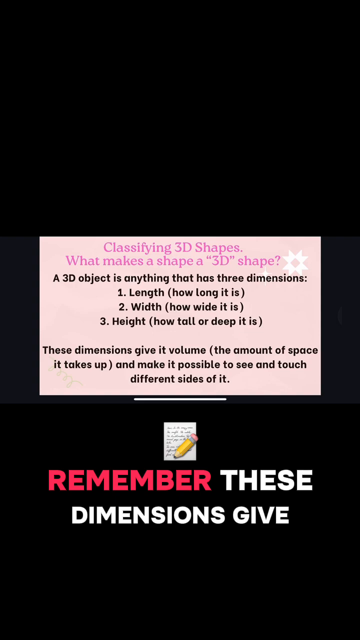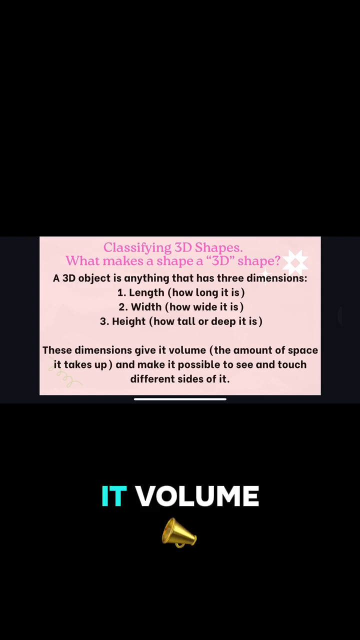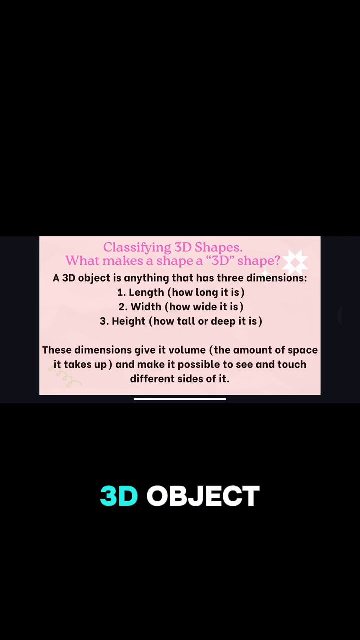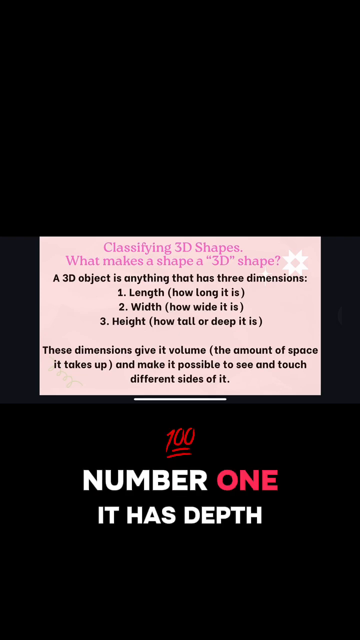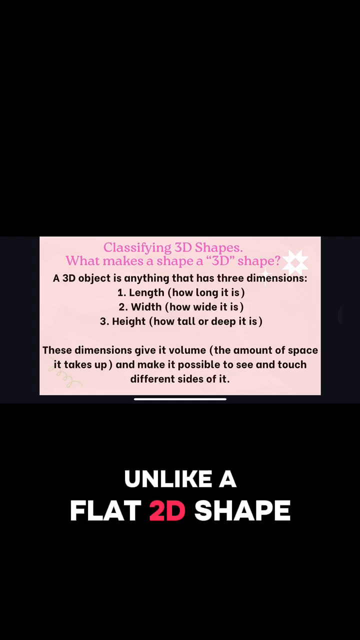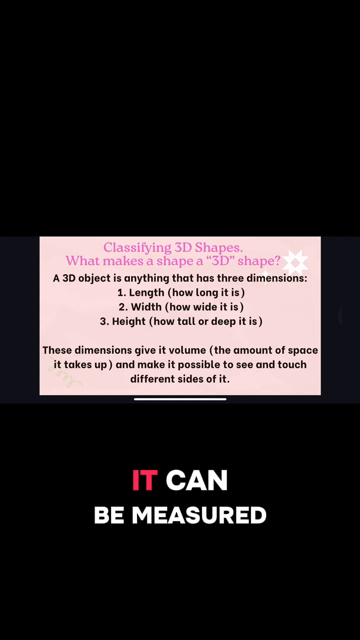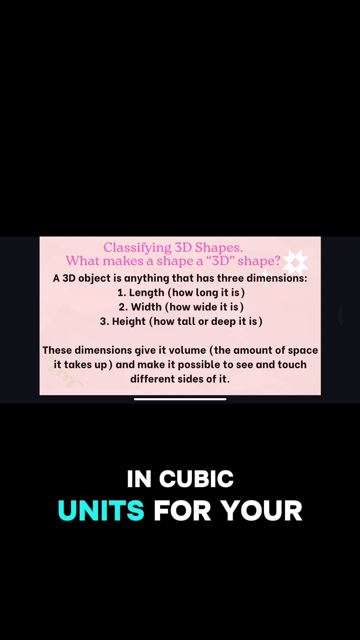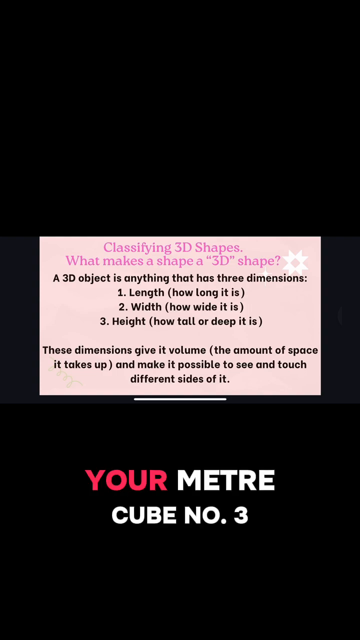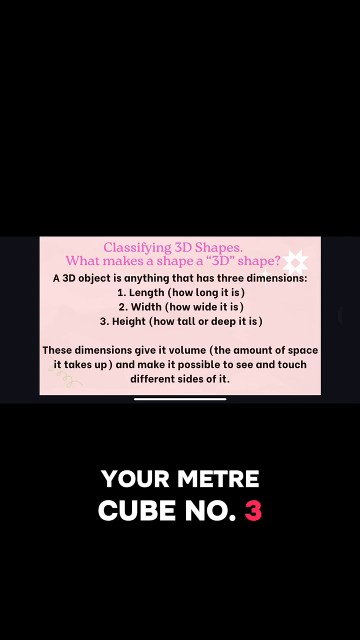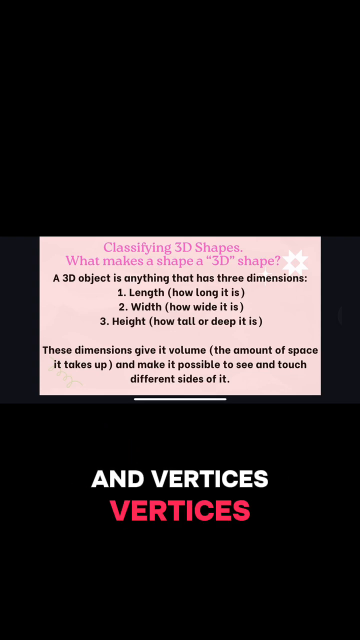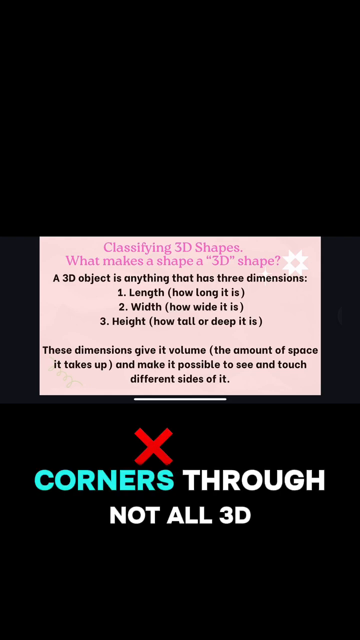Remember, these dimensions give it volume. There are 3 keys that make a 3D object. Number 1, it has depth, unlike a flat 2D shape. Number 2, it can be measured in cubic units, for example, your centimeter cube, your meter cube. Number 3, it has faces, edges, and vertices. Vertices means it has corners.